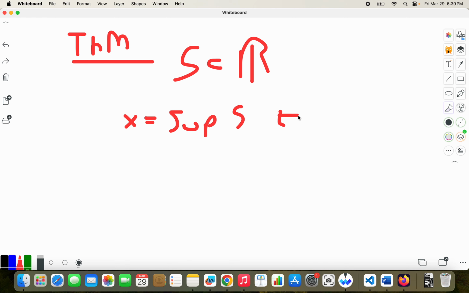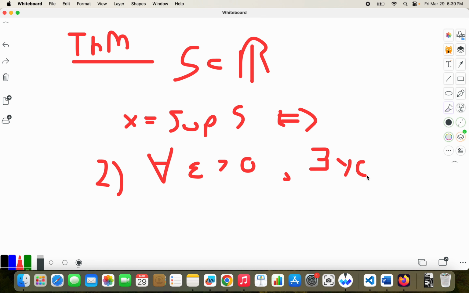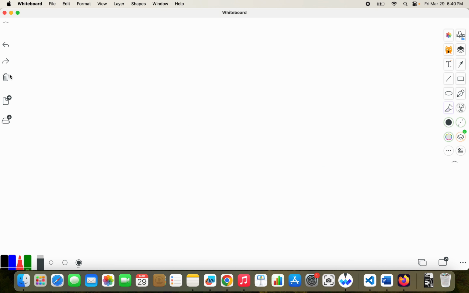And this is the if and only if symbol. So if and only if x is an upper bound. I'm not even going to write that. It's obvious. Supremums are at least upper bounds. And there's a second one. This is actually important. For all epsilon greater than 0, there exists a y in S such that x minus epsilon is less than y, which is less than or equal to x. And the converse can be said, but you can look at the previous lecture for that if you want to see that.